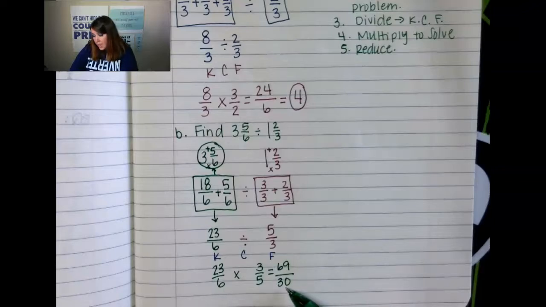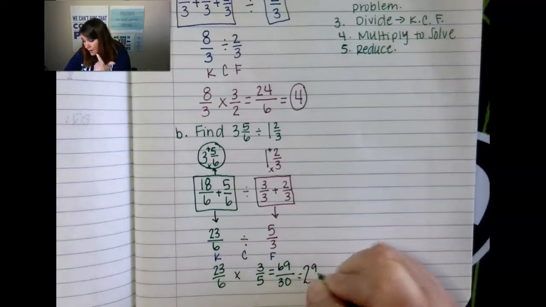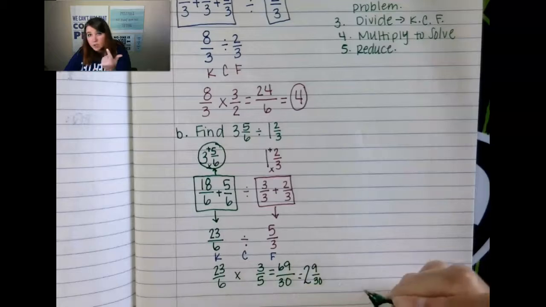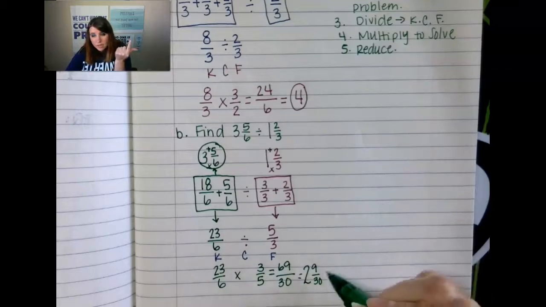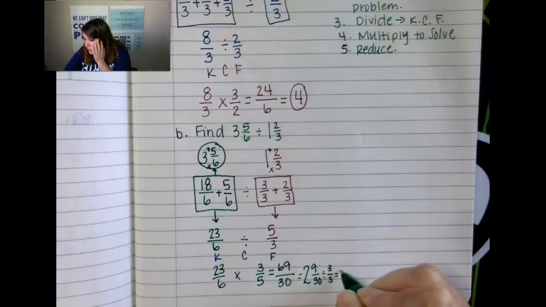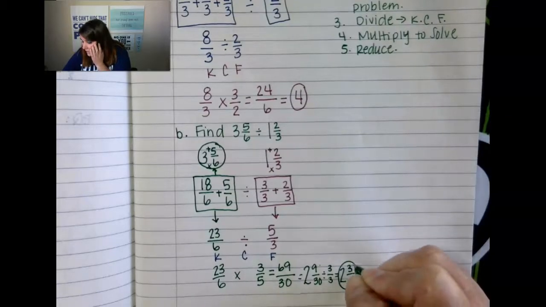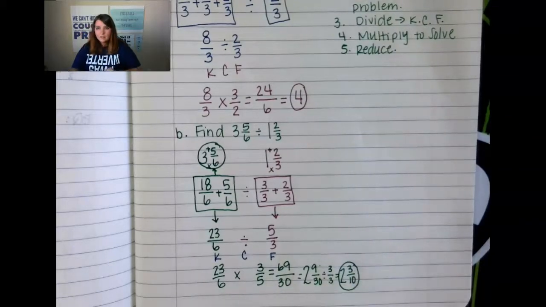So I need to see how many times I can pull 30 out of 69. So 30, 60, that gives me 2 with 9 30ths left over. Well, I know that 3 can go into 9 and 3 can go into 30. So if I divide both of those by 3, I get 2 and 3 tenths. And that is my final answer.